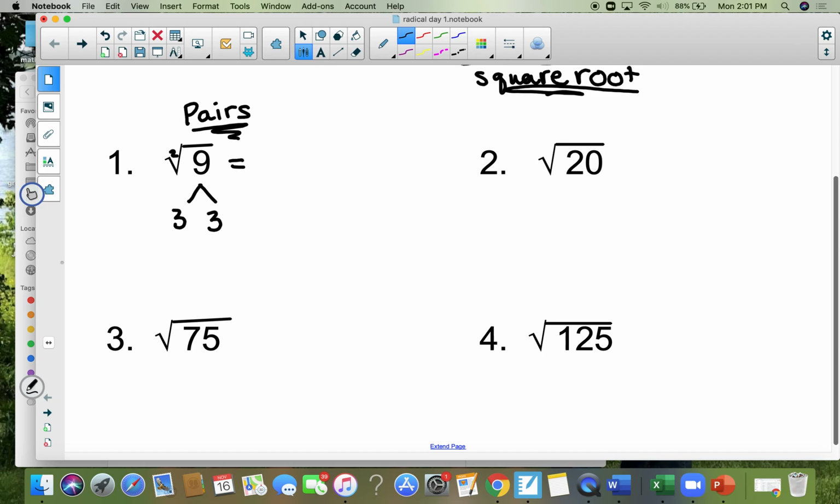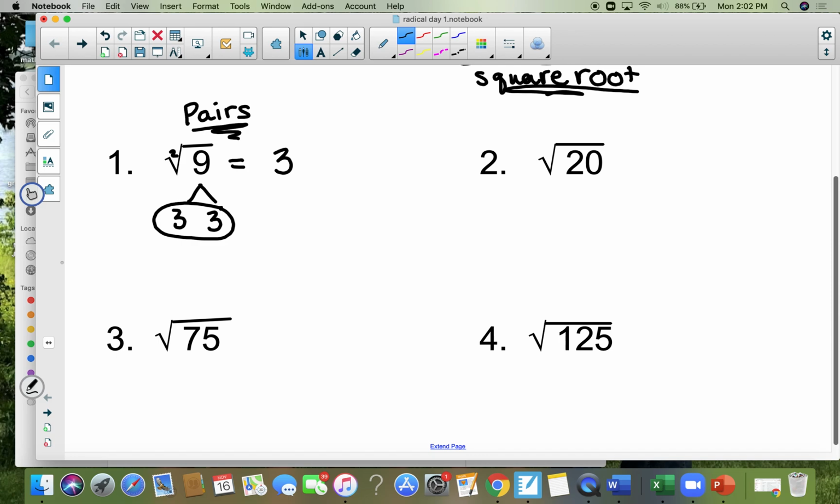And what I make the kids do is circle the 2. Do you notice that there's a pair? And for every pair you circle, you can take 1 out of the radical, so it turns into just a 3. The square root of 9 is equal to 3. And we're going to keep doing this, and you're going to get better at it.